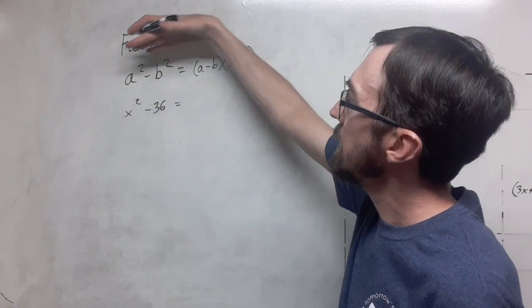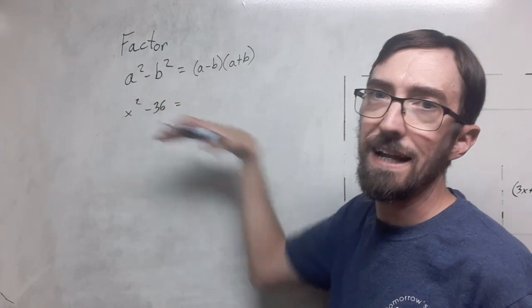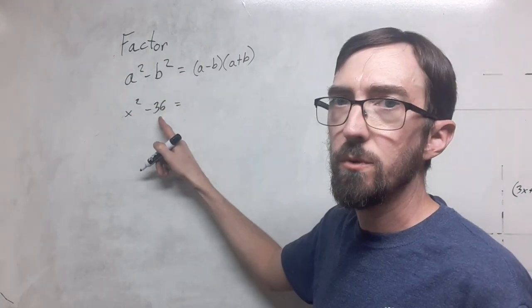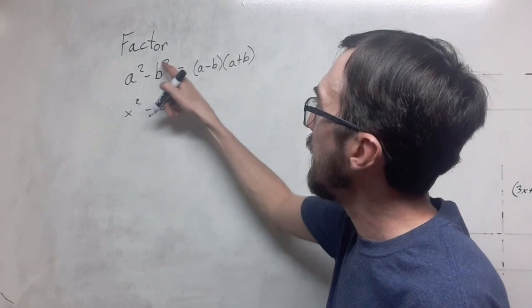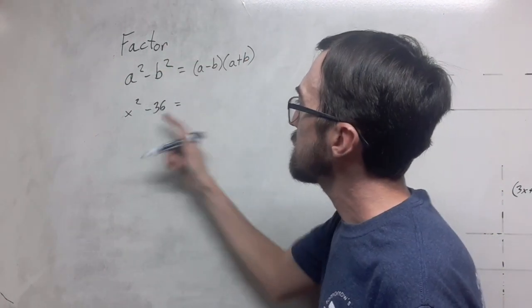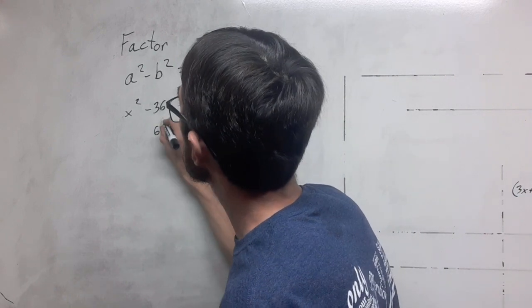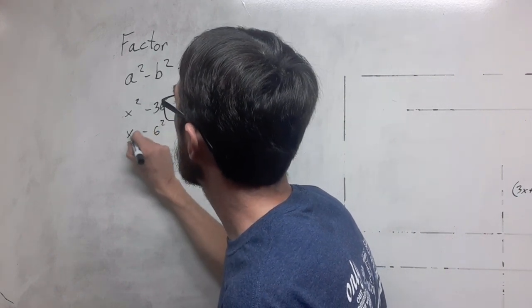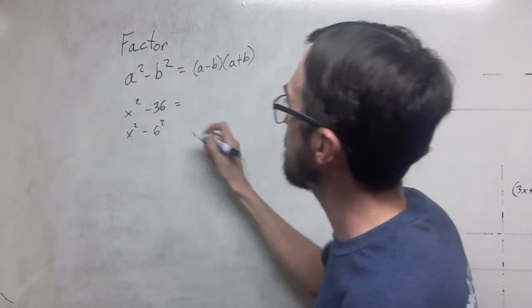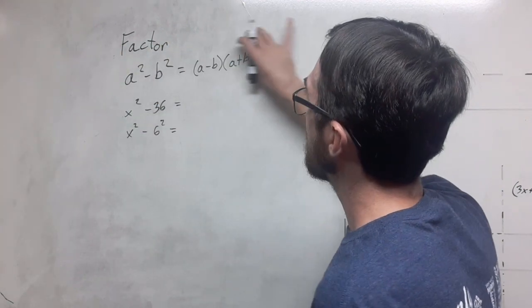I want to use a difference of squares to factor this. 36 is a square term, but I need to have it in the form of a base to a power of 2. So I'm going to rewrite this as 6 squared. So this is x squared minus 6 squared. So now that I have this form, I can use this.